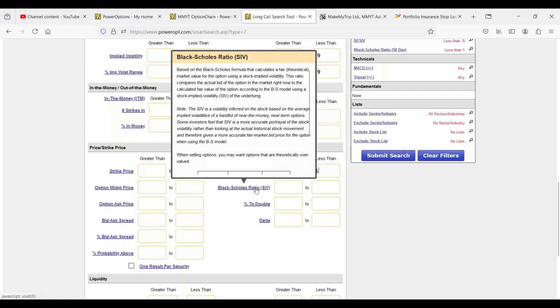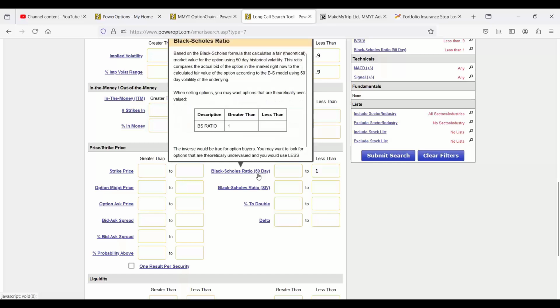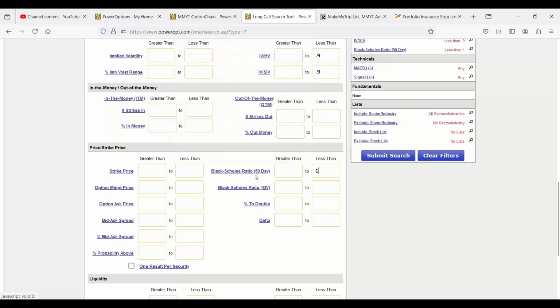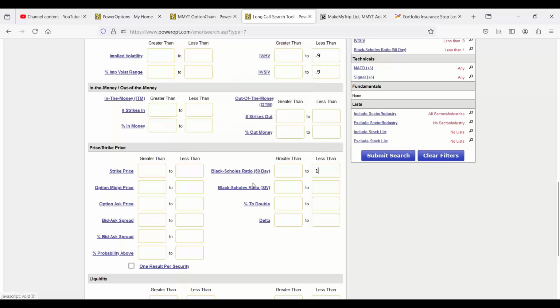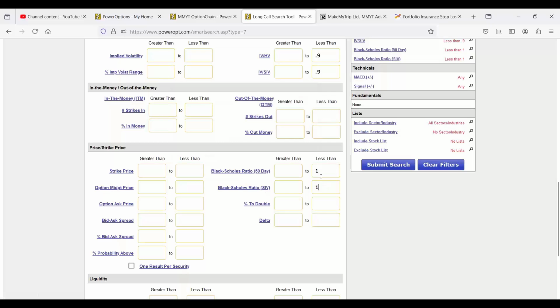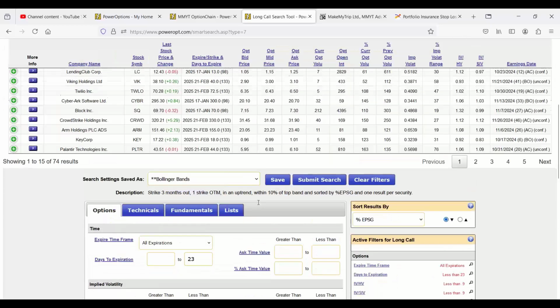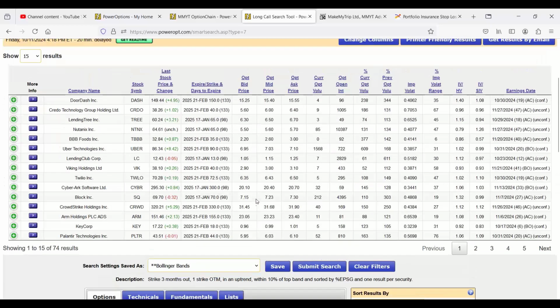I could use the Black-Scholes ratio SIV instead of comparing just to the 50-day volatility of the security: the actual trading price of the option compared to the theoretical price of the option using the 50-day volatility. I could compare it against the SIV, and again, I'd want a ratio of less than 1. But what do we want now? We're buying calls. You're looking for something that is bouncing off a support level.